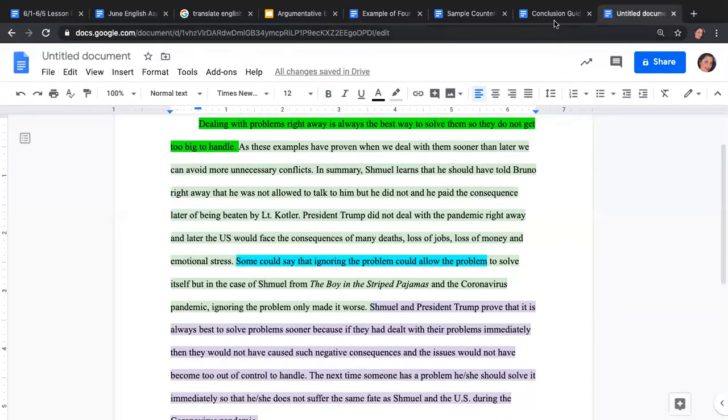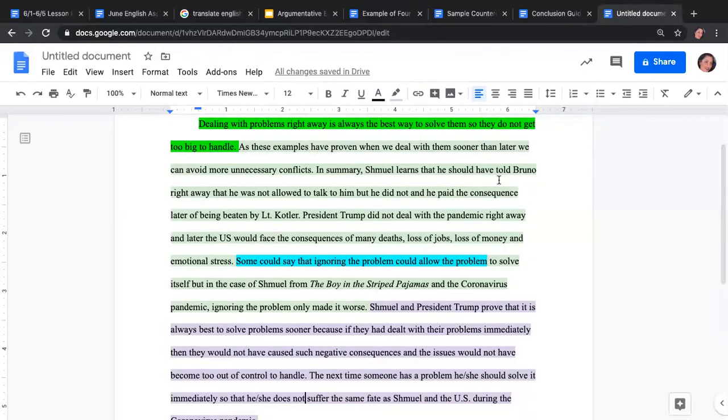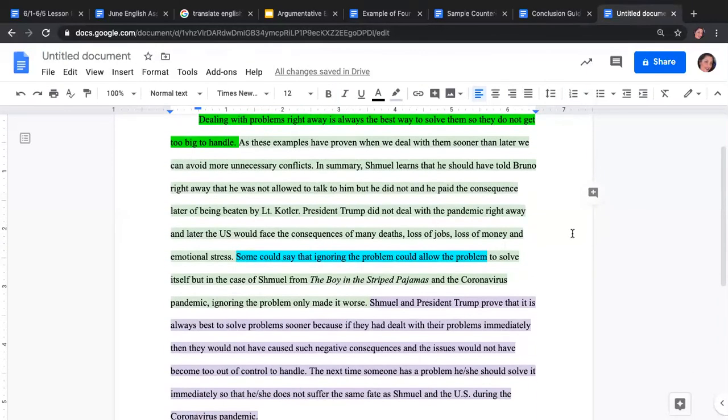And I used the conclusion guide, restating the thesis. Then I summarized all my main ideas. And then I left a lasting impression on the reader, asking them to, hey, when next time you have a problem, deal with it right away, because you don't want to end up like the people in my essay, my examples. And now I have a pretty decent conclusion paragraph.